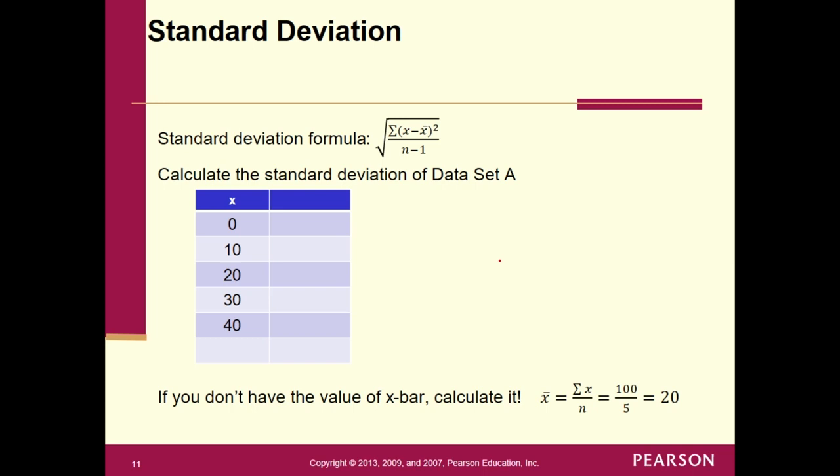So there's the calculation. All right. We have x bar is equal to the summation of x divided by n. So the summation of x is 100. So you would add those up. We get 0 plus 10 plus 20 plus 30 plus 40. That's 100. We have an n of 1, 2, 3, 4, 5, and so we have an x bar of 20. Okay?